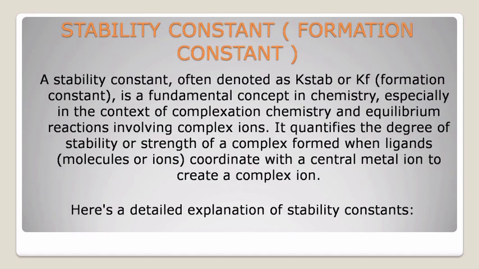Next is stability constant or formation constant. A stability constant, often denoted as K-stab or Kf, formation constant, is a fundamental concept in chemistry, especially in the context of complexation chemistry and equilibrium reactions involving complex ions. It quantifies the degree of stability or strength of a complex formed when ligands, molecules or ions coordinate with a central metal ion to create a complex ion. Here's a detailed explanation of stability constants.